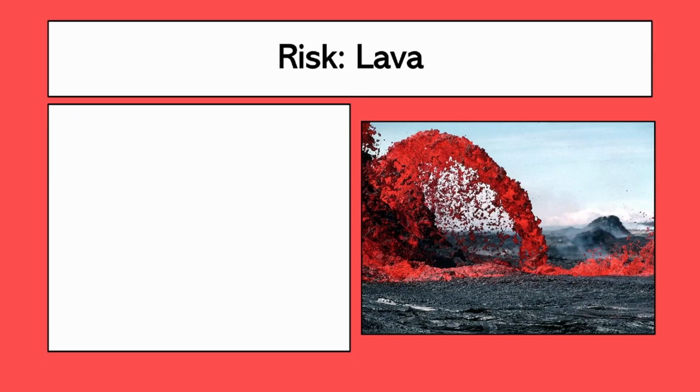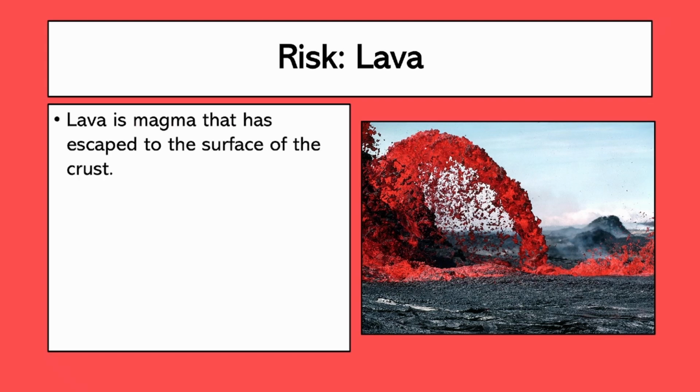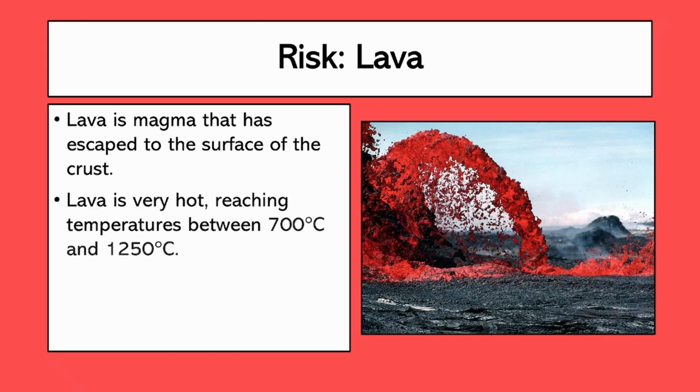So the first risk we're going to look at is lava. Now, lava is magma that has escaped to the surface of the crust, so it's magma when it's under the ground, and it's lava when it's escaped and comes onto land. Now, lava is very hot. It reaches temperatures between 700 and 1250 degrees Celsius, so very, very hot.